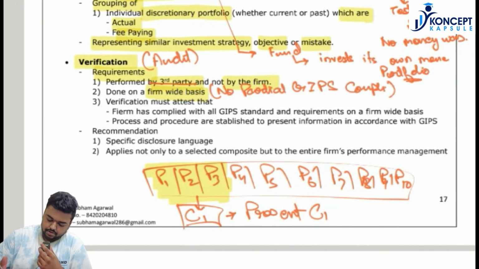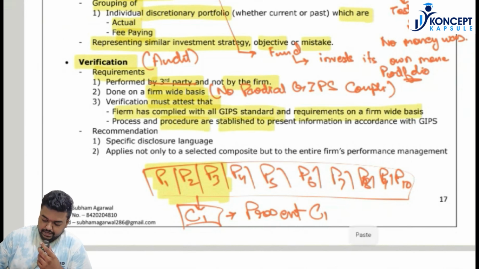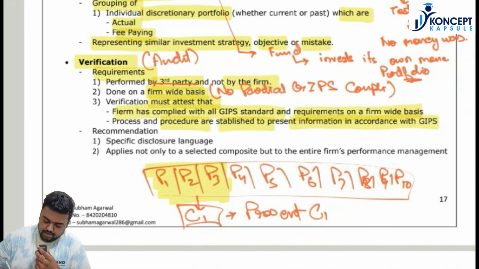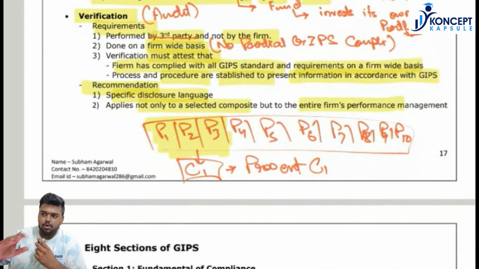Okay. Verification must attest that the firm has complied with all GIPS standards and requirements on a firm-wide basis. Processes and procedures are established to present information in accordance with GIPS. Okay. Recommendations: specific disclosure language. It not only applies to the stated selected composite but to the entire firm's performance. Okay. Not a very important discussion.